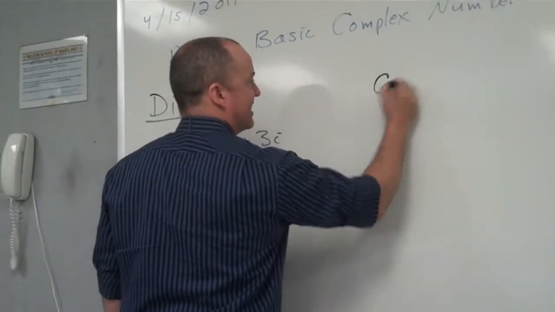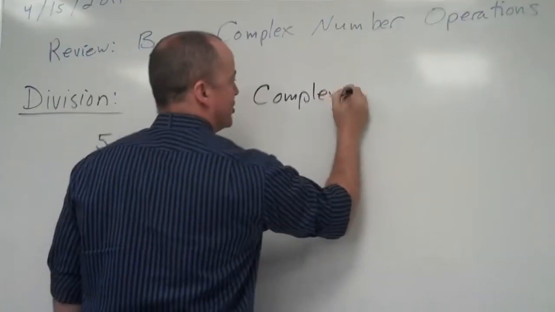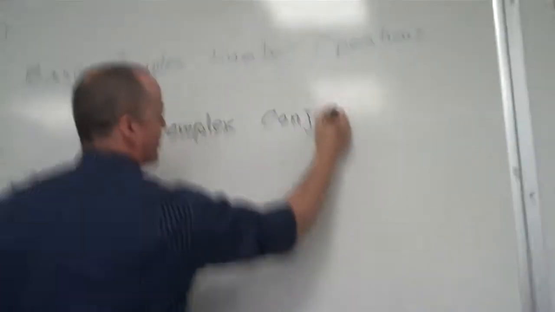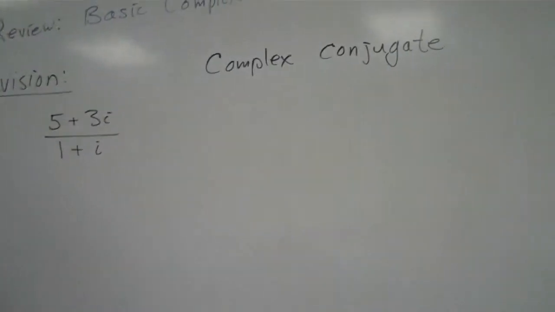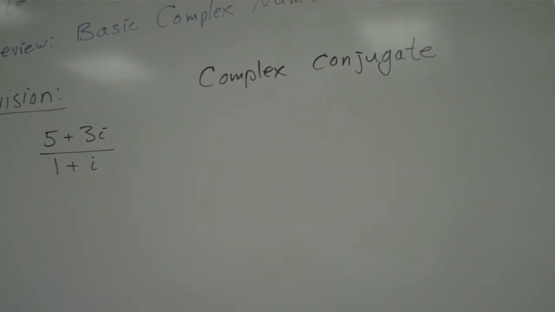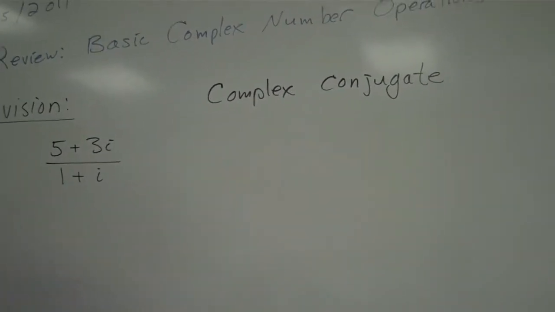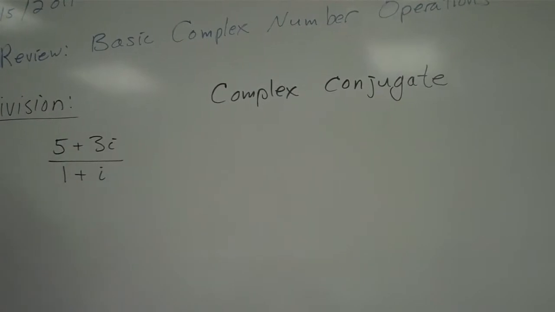If you use what's called a complex conjugate, does that sound familiar at all? I'm sure you've heard it. No, I don't think we did. Complex conjugate, I don't know if Mr. Singer got to that or not. I don't think so. Okay. Well, complex conjugate means pair.